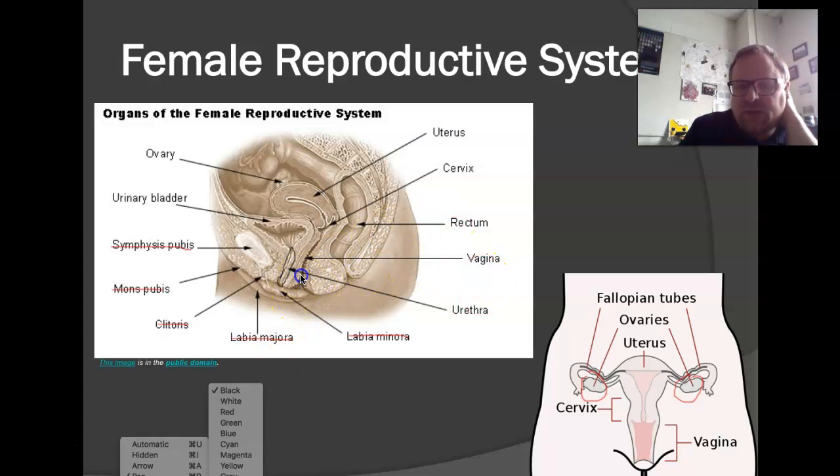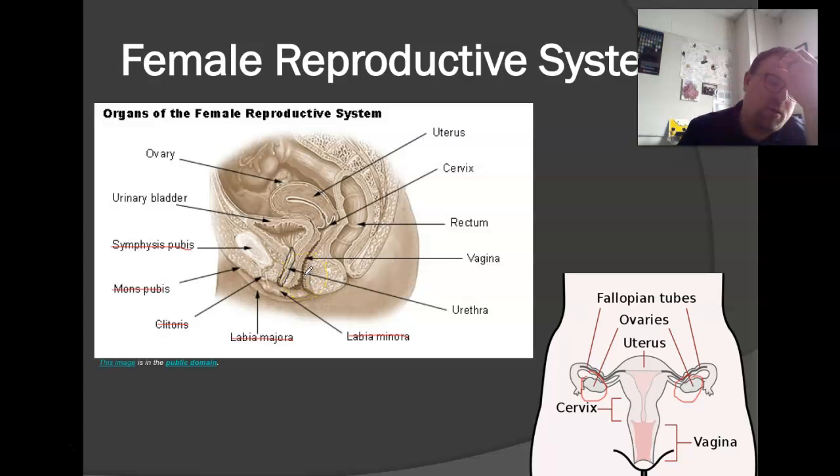The vagina is this structure here. It's a muscular structure. We'll get to describing these in a minute, and it's the birth canal, but it's also the spot where sperm is released in order for fertilization to occur. Rectum is here just for orientation. You don't really need to know that structure.